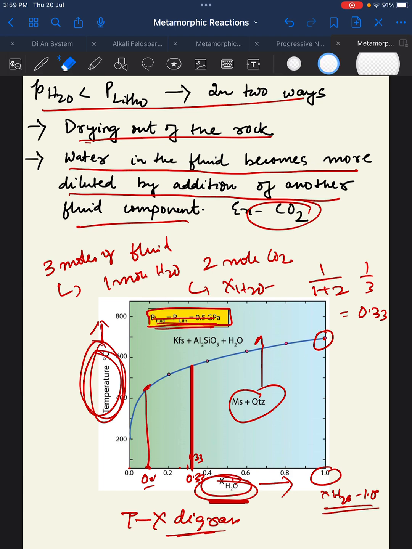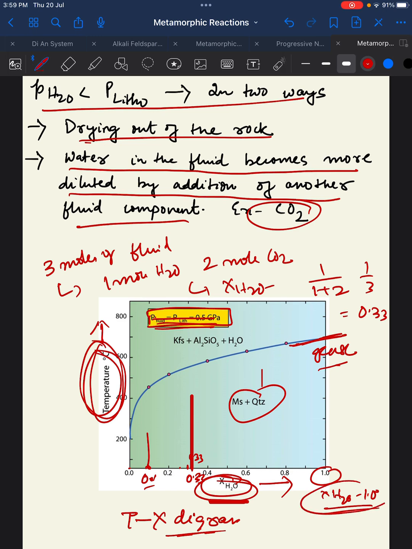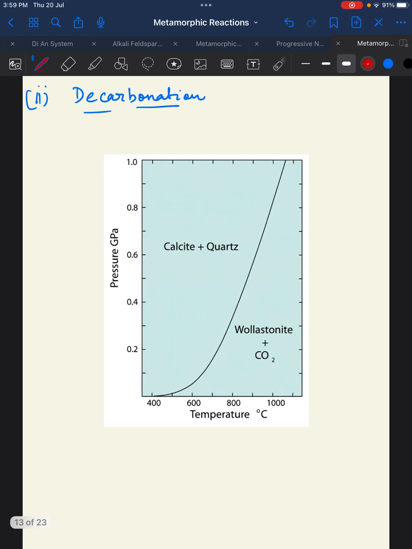And similarly, the slope here is gentle when X H2O is equal to 1, and when X H2O is 0 or less, the slope is steeper.